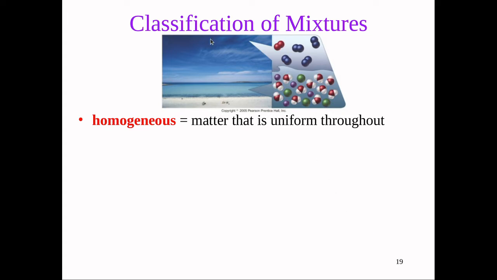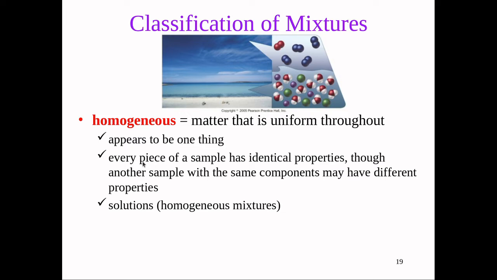So now we're going to break down mixtures a little bit here. So we have two kinds of mixtures. We're going to have our homogeneous mixtures. This is matter that is uniform throughout. So in a homogeneous mixture, every bit that you take out is going to look like every other bit. All right, it's very uniform throughout. It appears to be one thing. Every piece of the sample has identical properties, though another sample with the same components may have different properties.